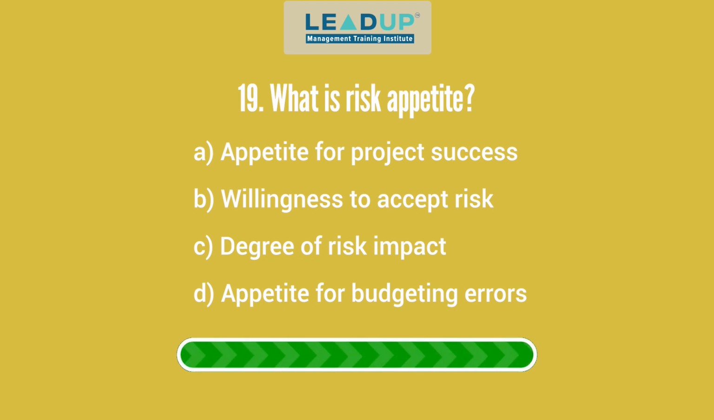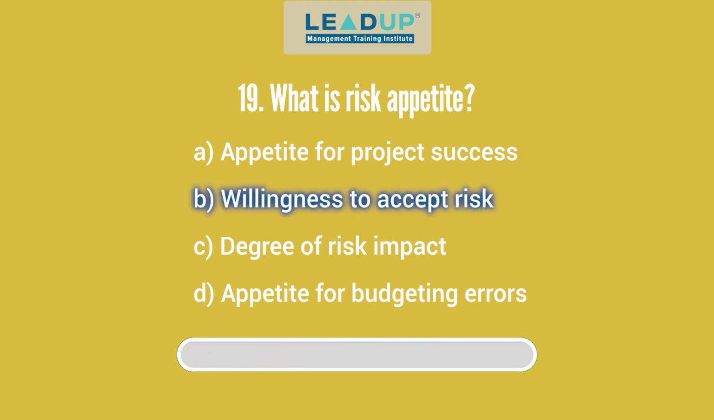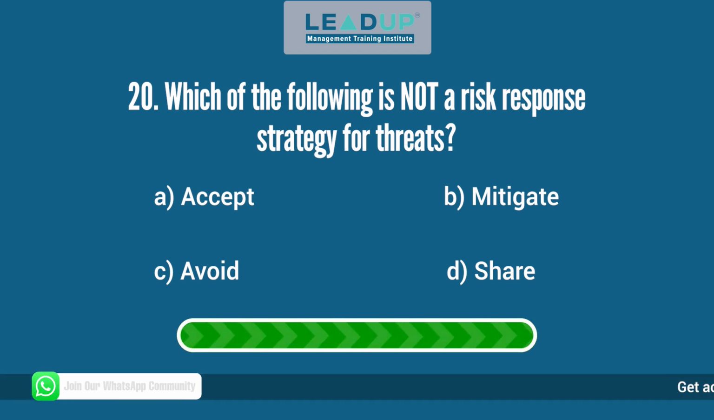A. Appetite for project success, B. Willingness to accept risk, C. Degree of risk impact, and D. Appetite for budgeting errors. Answer: Willingness to accept risk. Question 20. Which of the following is not a risk response strategy for threats?